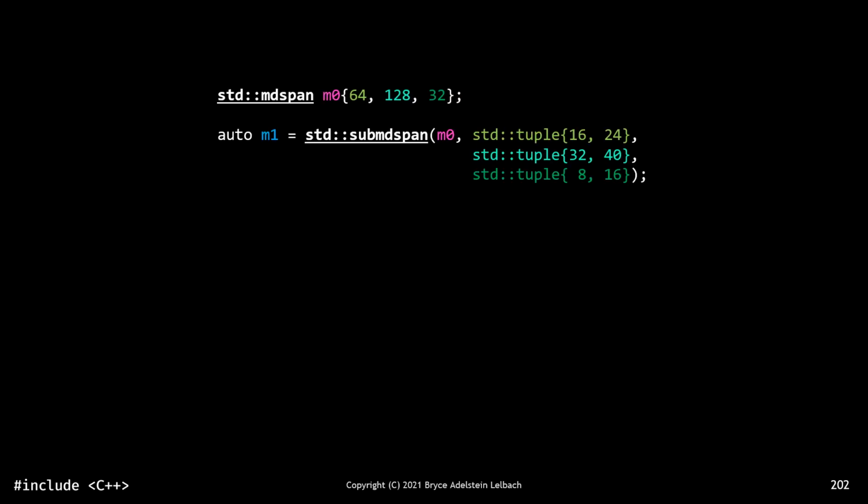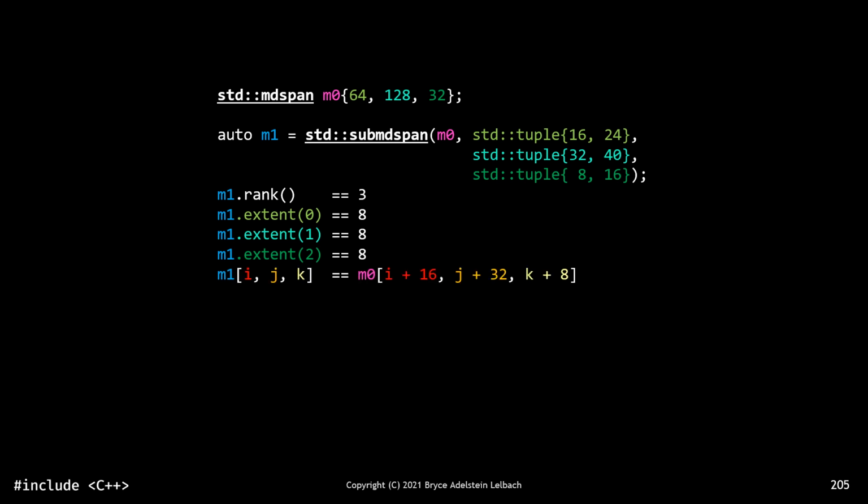For example, here we have a 3D mdspan, M0, and we make a slice of it by selecting 8 indices for each extent, starting at indices 16, 32, and 8 respectively. The mdspan returned by sub-mdspan, M1, will have a rank of 3. We didn't use any single index slice specifiers, which would cause a rank reduction. Each of the extents of M1 will be 8.